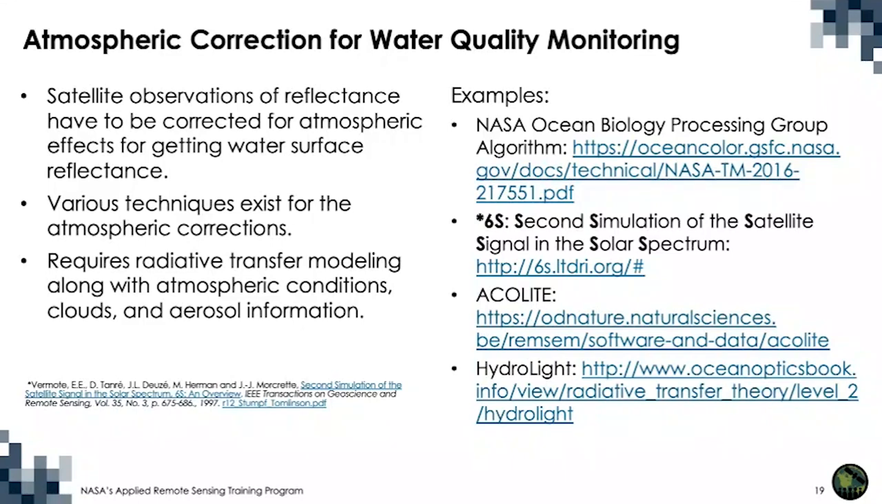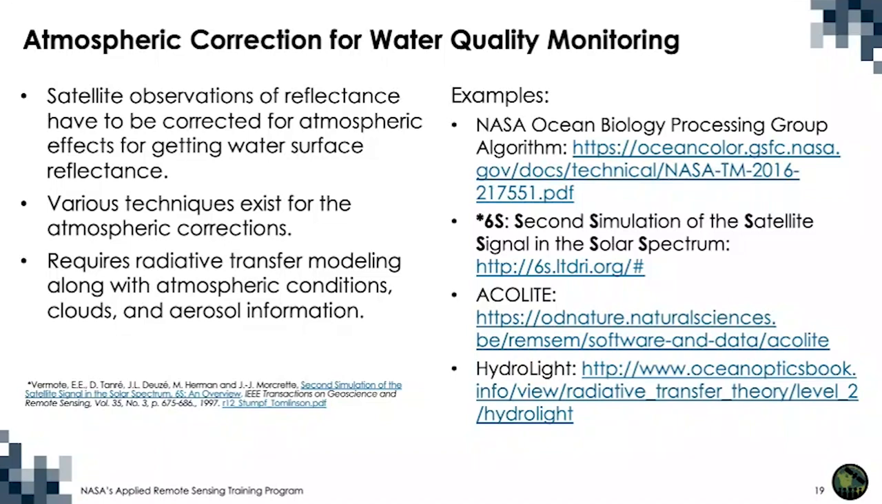Before we process MODIS and VIIRS data, it is important to talk about atmospheric correction. We saw earlier that top of atmosphere radiances over water received by satellites have the largest contribution from the atmosphere. Therefore, satellite observations of reflectance have to be corrected for atmospheric effects to get water surface reflectances. Various techniques exist for atmospheric correction, and this is really not a trivial task. You really have to have information about clouds, particles, and gaseous molecules. It also requires radiative transfer modeling along with atmospheric conditions, clouds, and aerosols information, as I just mentioned.